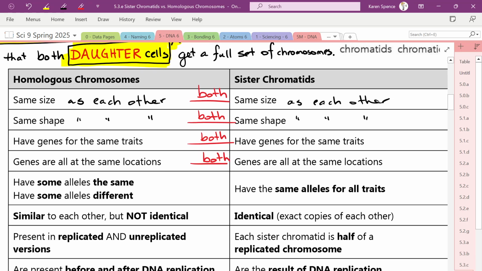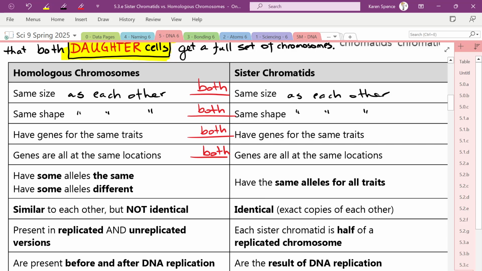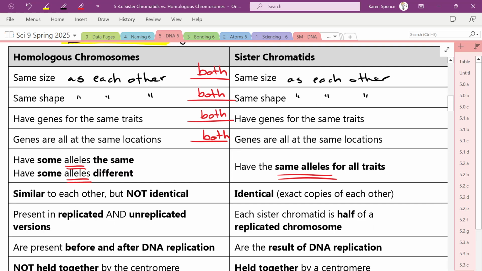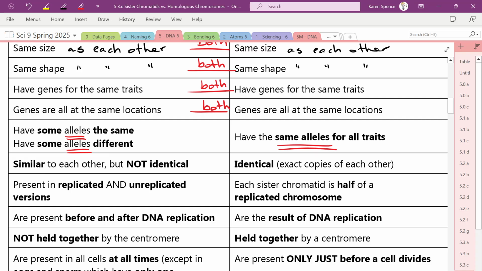However, what's different about them? In homologous chromosomes, some of the alleles are the same and some alleles are different. But in sister chromatids, they have the same alleles for all the traits. And if homologous chromosomes have some alleles the same and some different, that means they are similar but not identical. And because sister chromatids have the same alleles, they are identical. They're exact copies.